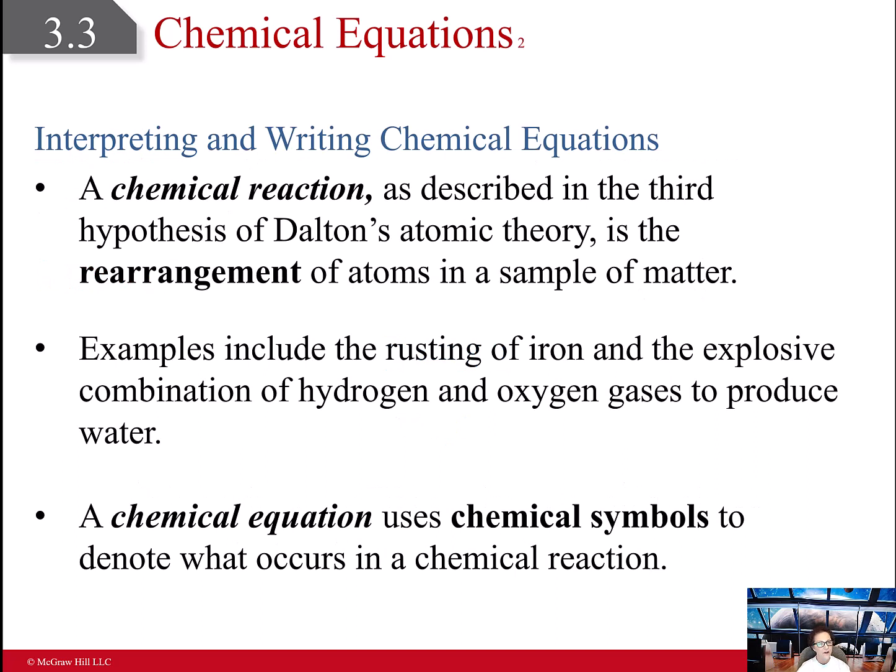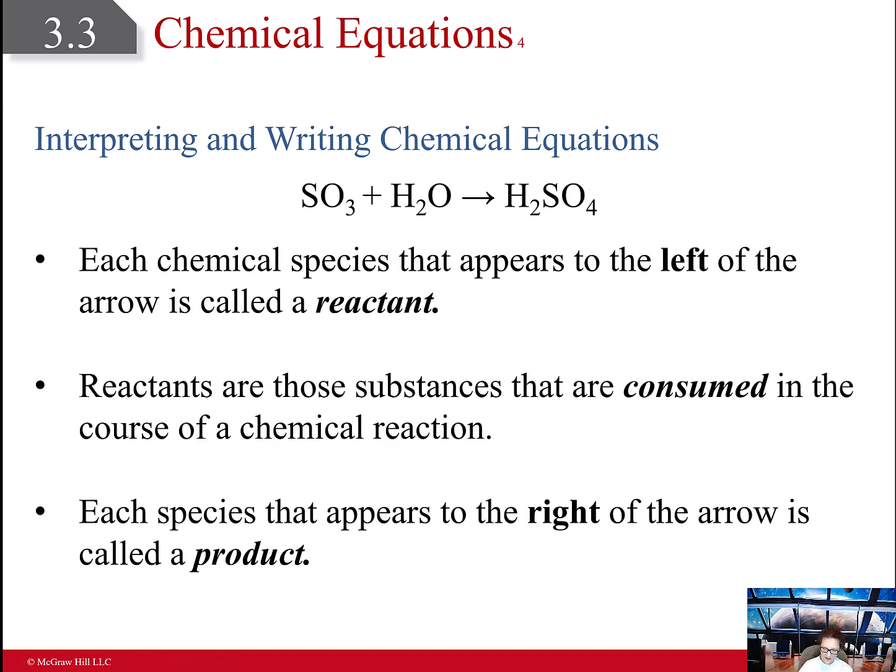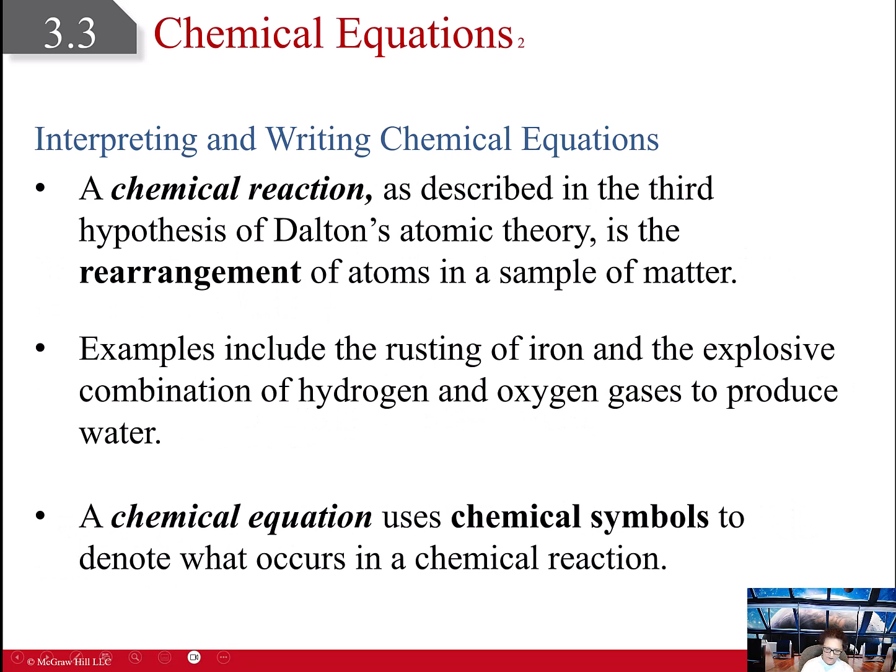So a chemical reaction, as described in Dalton's theory, is a rearrangement of atoms in a sample of matter. So we're not creating or destroying, but we're rearranging. And we could, examples we've seen before: rusting iron, exploding something, catching on fire, all kinds of things.